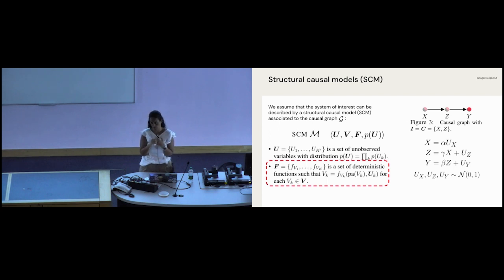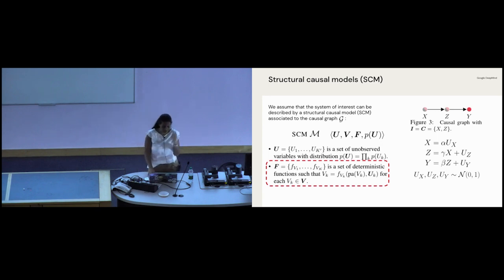So for example, in this graph X, Z, and Y, we can think about x being alpha times u of x, where u of x is a Gaussian, z being a linear function of x plus some random term, and then y the same, beta times z plus some random term u of y. And here I'm assuming that all of these exogenous or unobserved variables have a standard Gaussian distribution. So here I'm just assuming that these functions are linear. Actually, they're unknown, so we'll have to learn them.